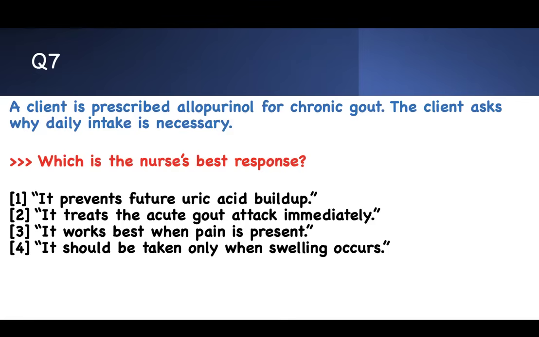Number one, it prevents future uric acid buildup. It sounds like chronic. It treats the acute gout attack immediately. It sounds like acute. It works best when pain is present. It sounds like acute. It should be taken only when swelling occurs. It sounds like acute. You see what I did? It sounds like acute for 3 answers, and it sounds like chronic for 1 answer. Which one would you choose?